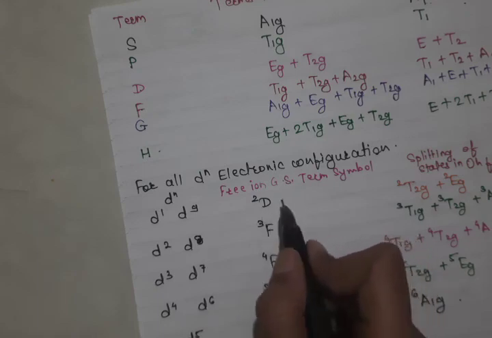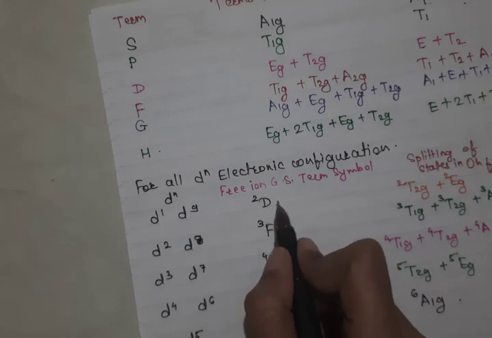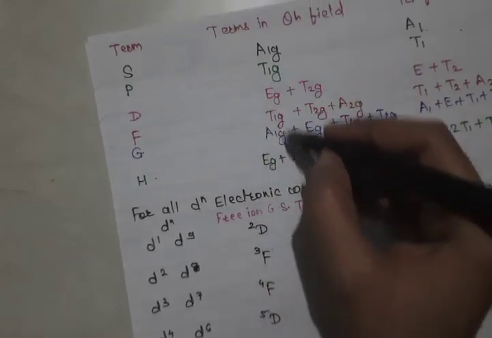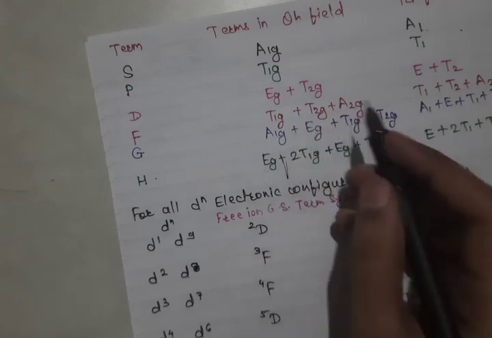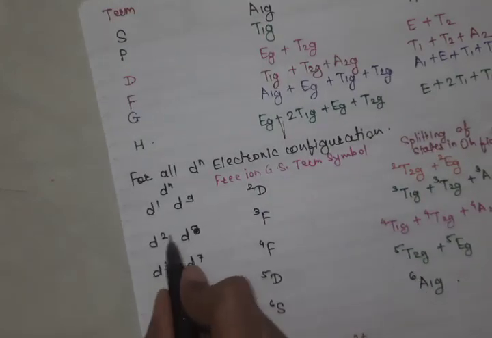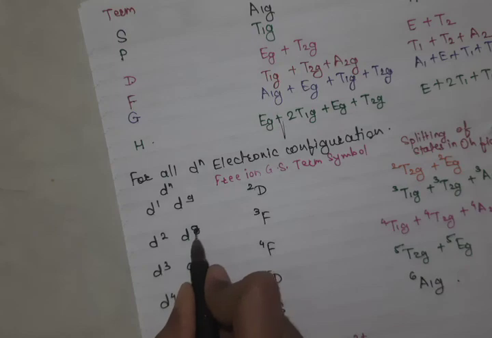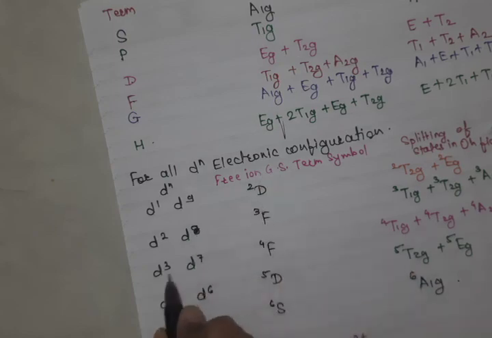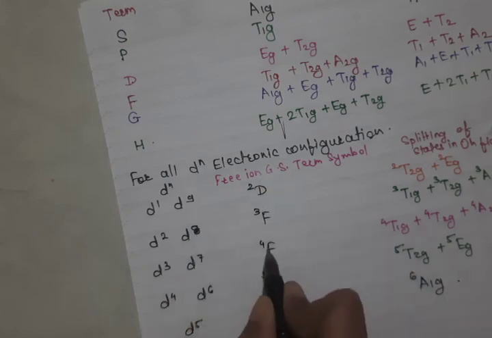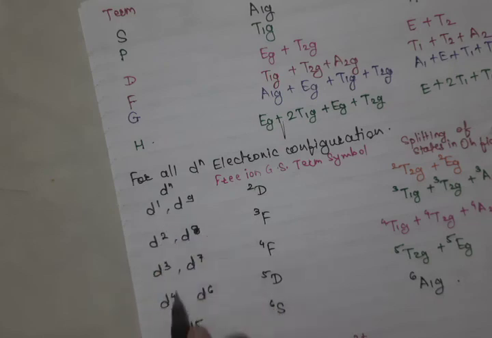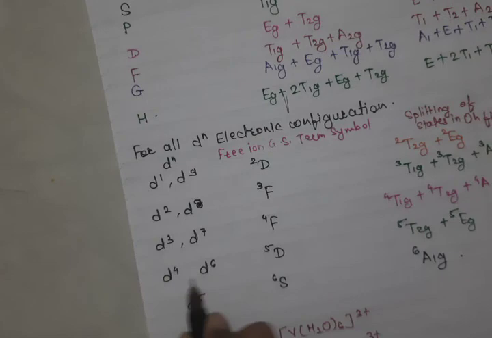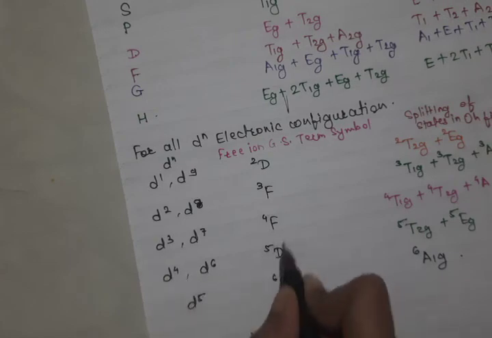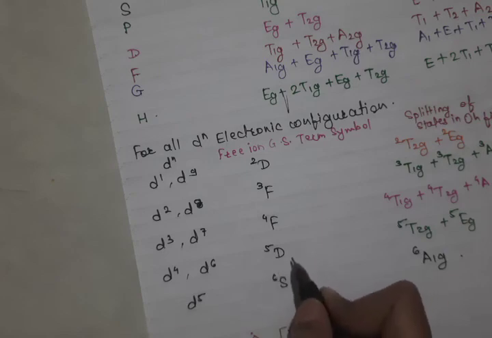In that I'll tell you how to find out the term symbol and the terms in the octahedral field. Then d2 and d8: the term is F3. D3 and d7 electronic configuration, F4 is the term. Then for d4 and d6, D5 is the term, or we can call it a term symbol also.